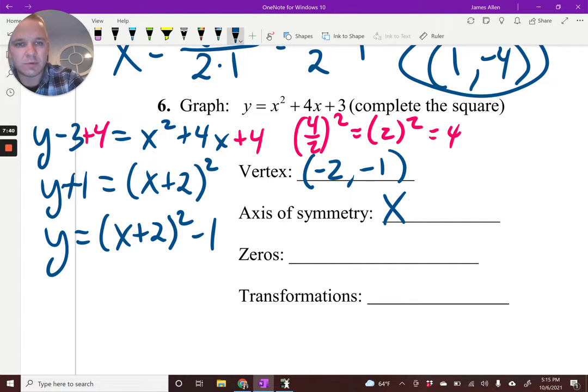My axis of symmetry is that x coordinate of the vertex. So x equals negative 2. Don't forget that x equals. That's a half point off. It's not just a number. It's an equation of a line, okay? So have some class. Put the x equals in front.